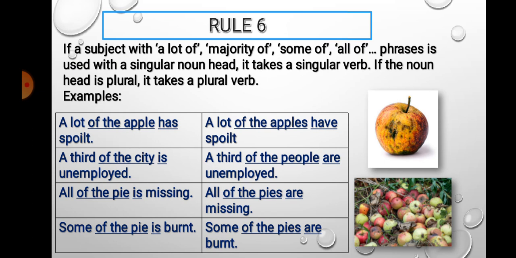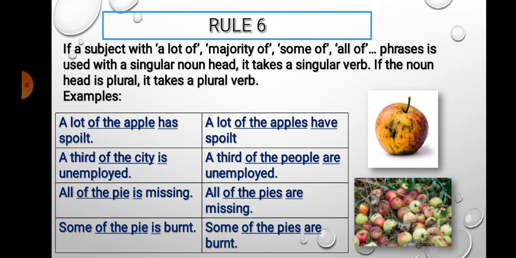Another example. All of the pie is missing. Let's say you have a pie and somebody comes around and steals it. So all of the pie is missing. And imagine you have 12 pies and somebody now comes and takes all the pies. Then you can say all of the pies are missing.